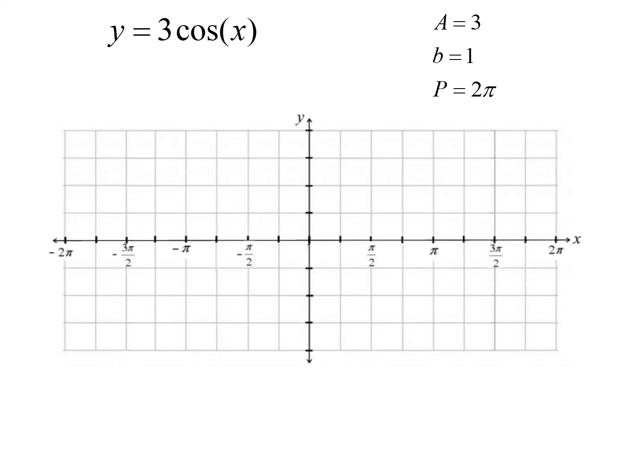All right, let's see how we graph the cosine curve. So if you remember, the cosine curve is really going to be graphed exactly the same, except instead of starting at 0, I'm going to start at my amplitude. So you still have to figure out what your A value is, your B value, and your period. So in this case, my amplitude is 3, my B value is 1, so my period is 2 pi. So this means I can use my standard curve.